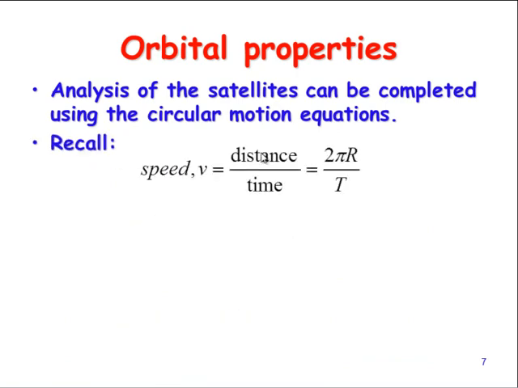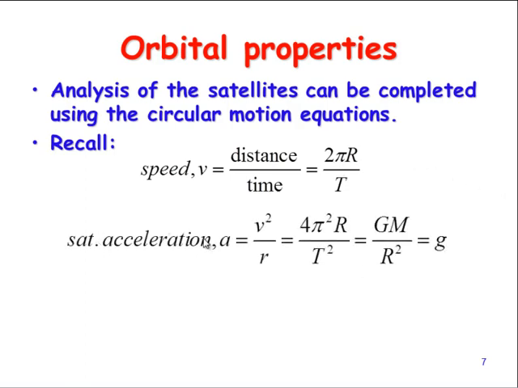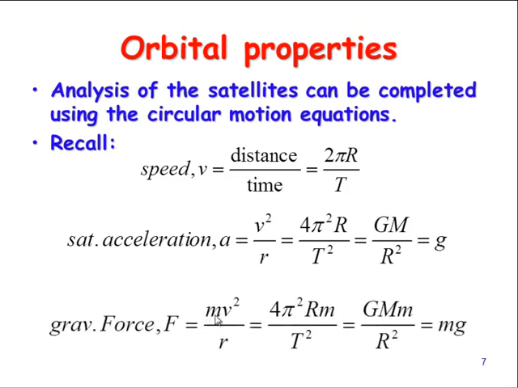So we look at speed, distance over time, or 2 pi r over T, where T is the period. We look at the acceleration. It's only the mass of the planet that's being orbited that will have an effect on the rate that it will fall towards the ground. So we've now introduced another term into our centripetal motion equations, and therefore gravitational force: mv squared on r, or 4 pi squared r times the mass over T squared, or the universal law of gravitation, must equal mg, which is the acceleration due to gravity at that height.